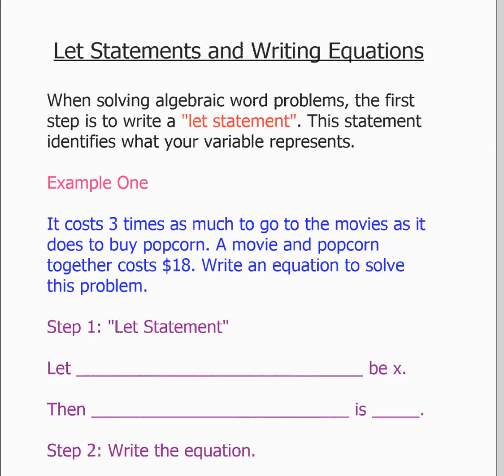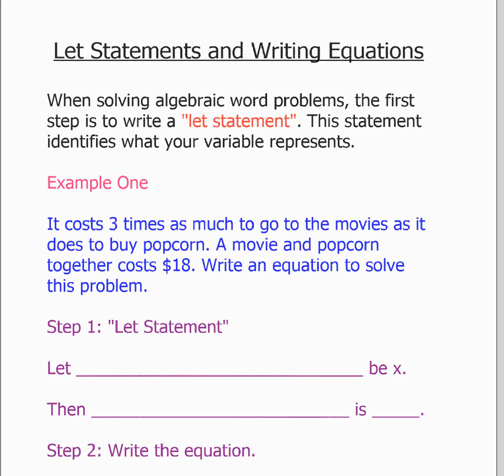If we look at the first question here: it costs 3 times as much to go to the movies as it does to buy popcorn. A movie and a popcorn together cost $18. So what you have to do is come up with an equation. The first thing you have to do is come up with a let statement. There are 2 things that you don't know. You don't know the cost of the movie, and you don't know the cost of the popcorn. A really good hint is that your variable is going to be one of those 2 things. It can be either one, but one is going to be easier than the other.